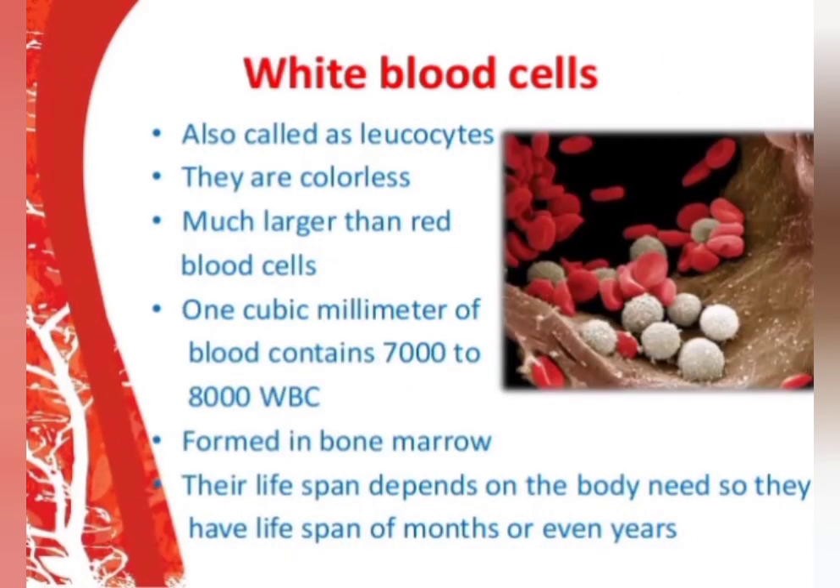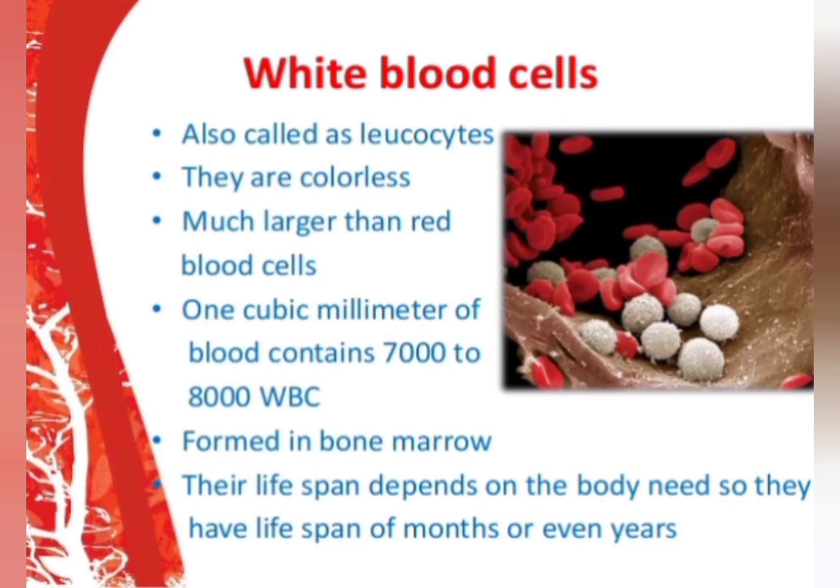White blood cell. It is the second type of cell found in blood. It is also called a leukocyte. It is colorless, it doesn't have any kind of color, and if we compare its size with the RBC, it is larger than the RBC. One cubic millimeter of blood contains 7,000 to 8,000 WBC, and we can also say that it is approximately 1% of total blood volume.